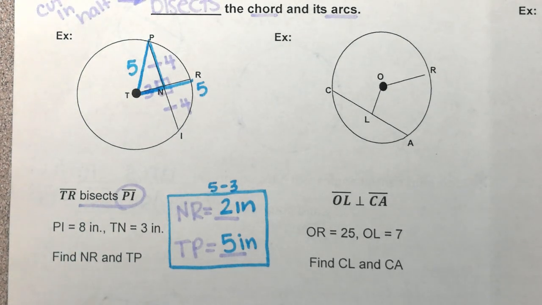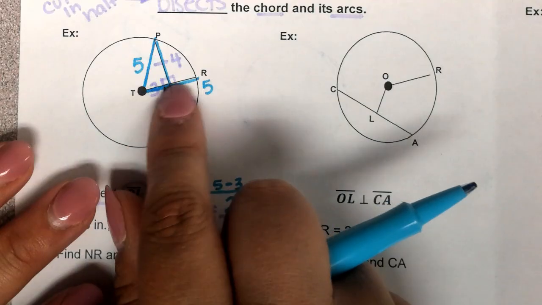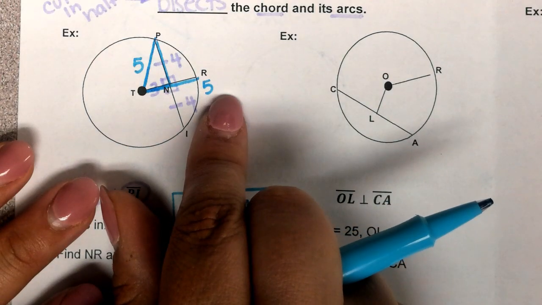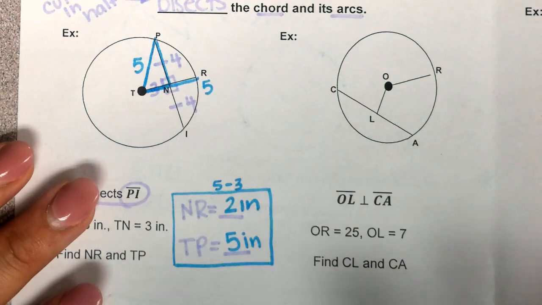Okay? Why did you subtract by 2 again? Because, no, I subtracted by 3. Because, do you agree this whole thing is a radius? And it's 5? So if we know this side is 3, how do we find that side? Subtract. Yep, that makes sense?